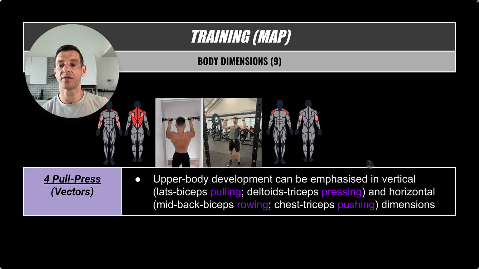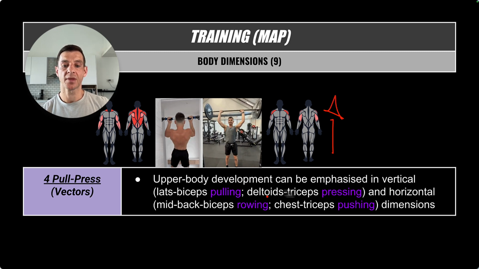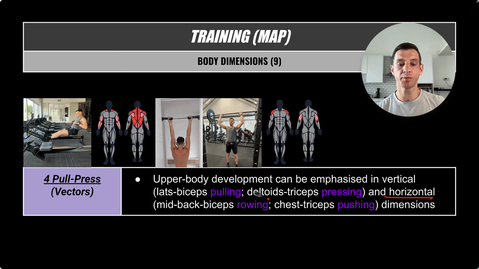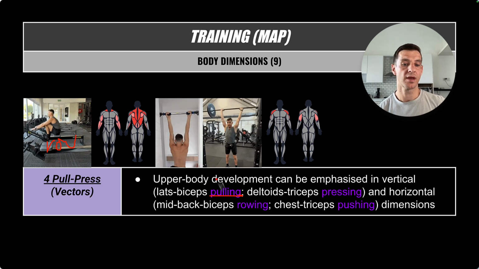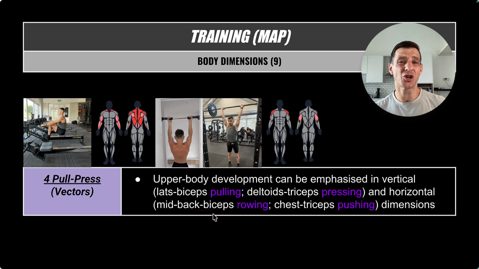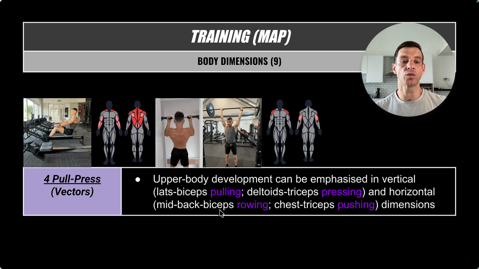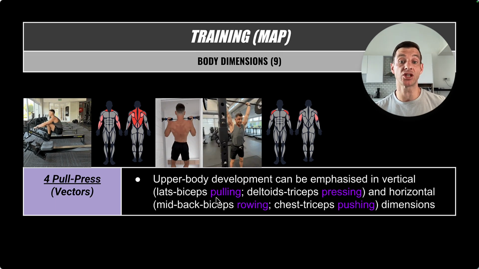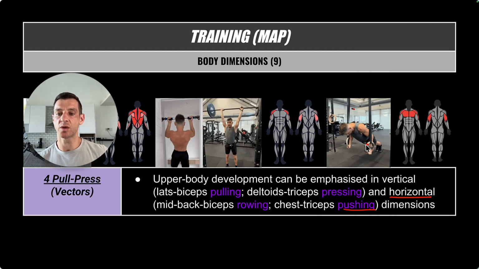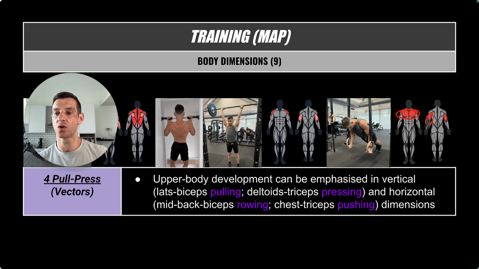Next, we can also think of pressing in the vertical dimension, again, pushing up, and that's going to emphasize deltoids and triceps. We can also think about horizontal pulling, like a row here, and this will emphasize the mid-back or biceps. But again, I don't really think in terms of muscle groups per se, rather than mastering certain skills in different dimensions. And the byproduct will be the full expression of the muscle groups that you want to develop in the first place. Finally, we have horizontal pushing, which is what we see here with the push-up. And that will disproportionately put an emphasis on the chest muscles or the triceps.